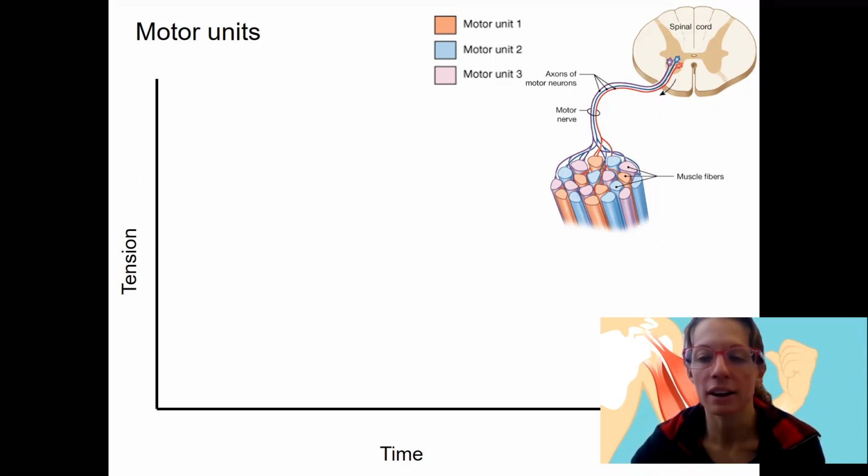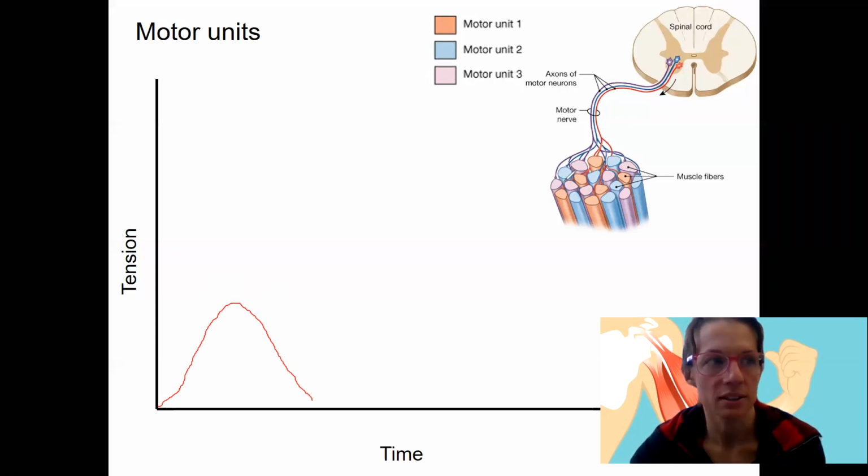So when we first start an activity, our bodies like to conserve energy and be smart about what we're doing, and only the motor units that are needed are going to be recruited. So what happens is the first motor unit, let's say it's red, is going to start to generate force. This is tension over time due to motor unit 1 being stimulated. More than one nerve fiber in this case.